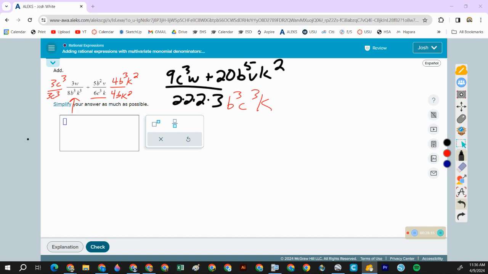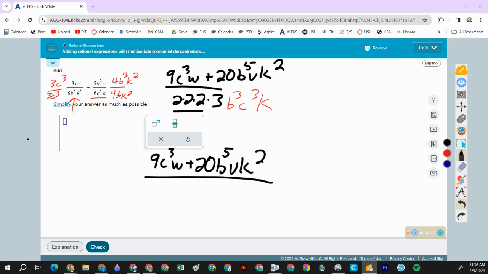Does anything come out of the top? No. So 9C to the third W plus 20 B to the fifth V K squared over, that's 8 times 3, 24 B to the third C to the third K. All right. That's 9.2. Get to work.